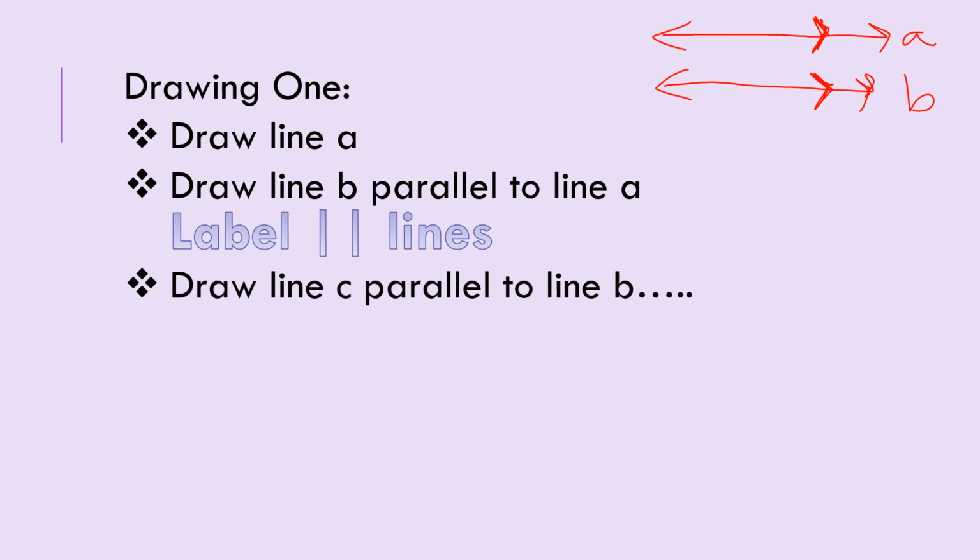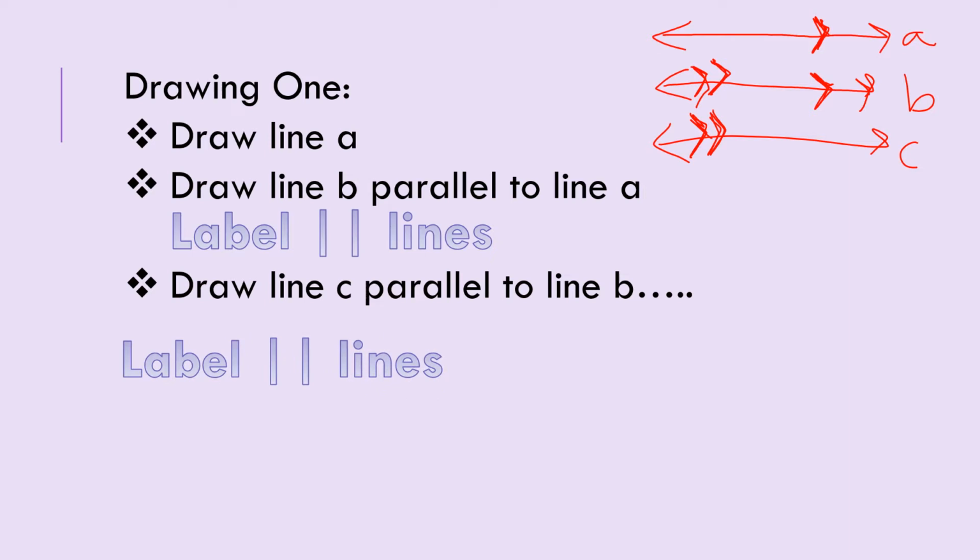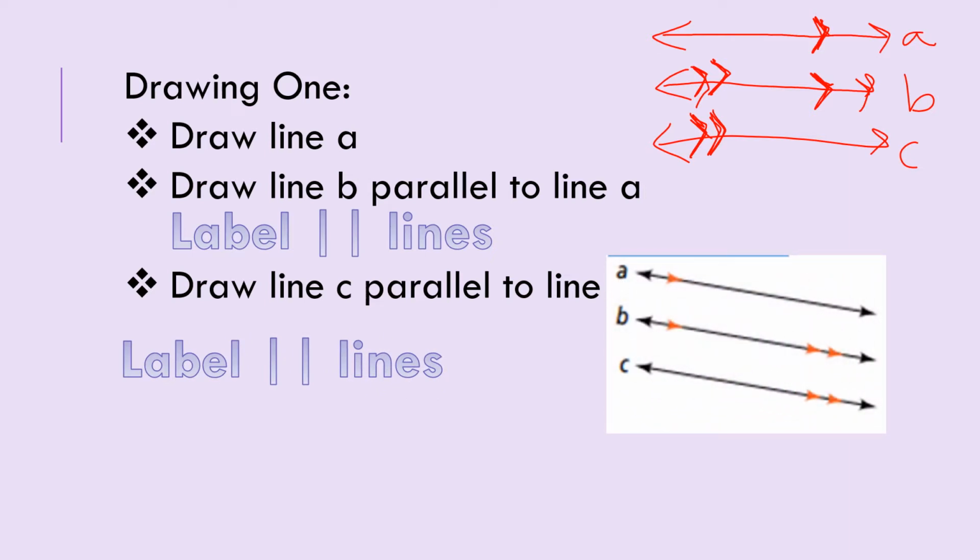Okay. The next step is to draw line C parallel to line B. So here's line C, and these two are parallel. I'm going to do a different style here. I'm going to do 2 tick marks instead to show that B is parallel to C. Now, we labeled the parallel lines. So your picture should look like mine in the corner or the picture that is below.